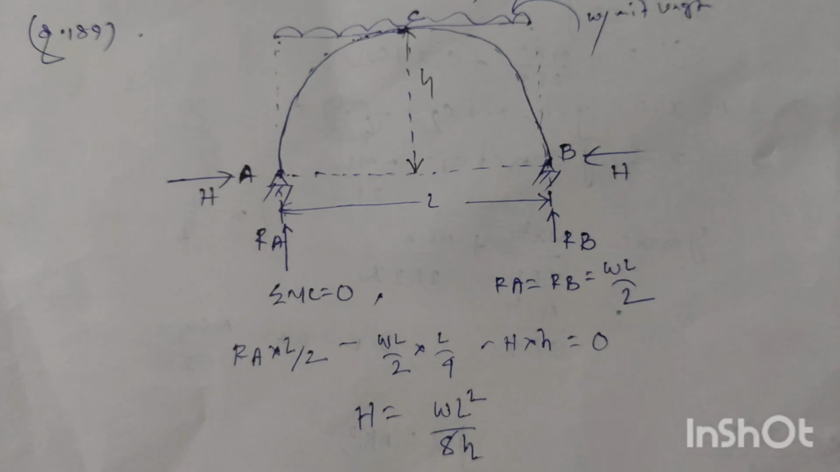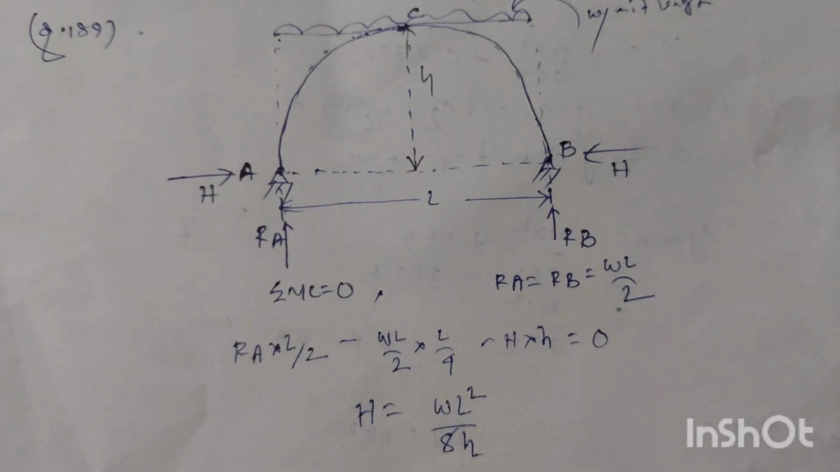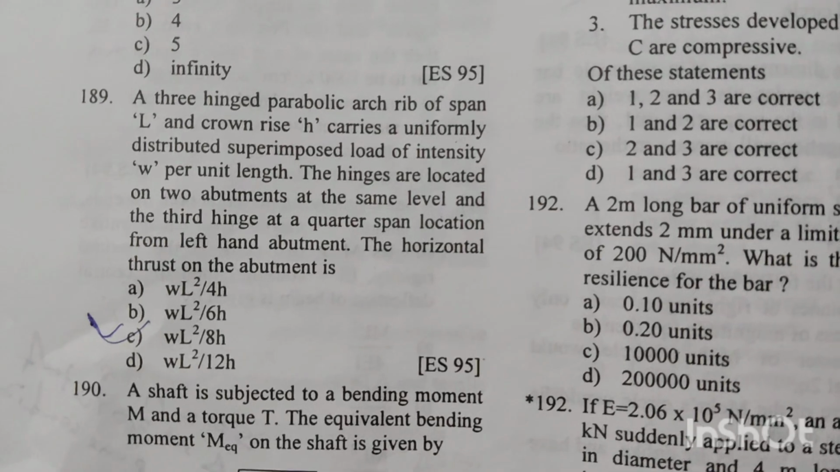And after doing the calculation, capital H will be equal to WL square by 8h. Option C is the right answer.